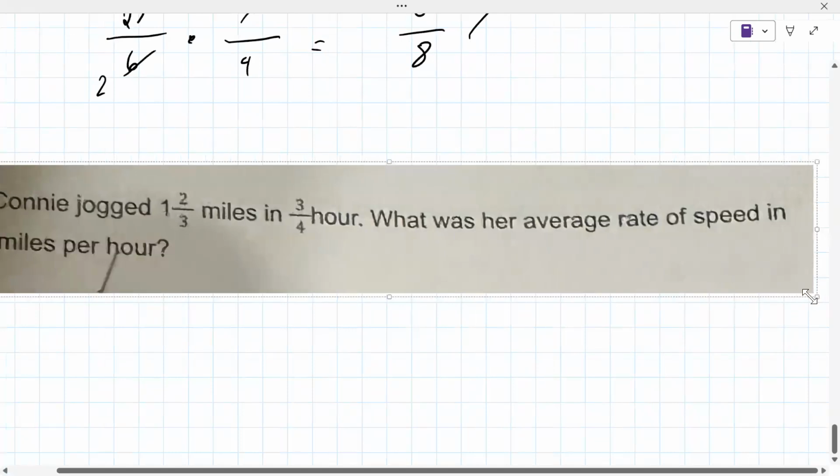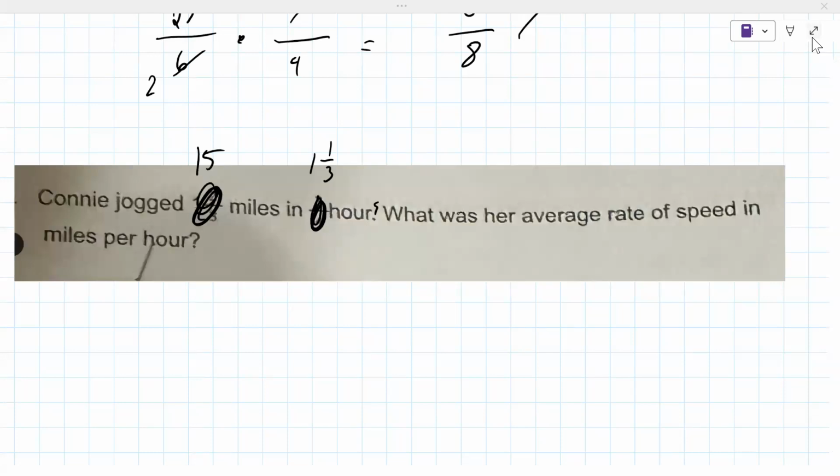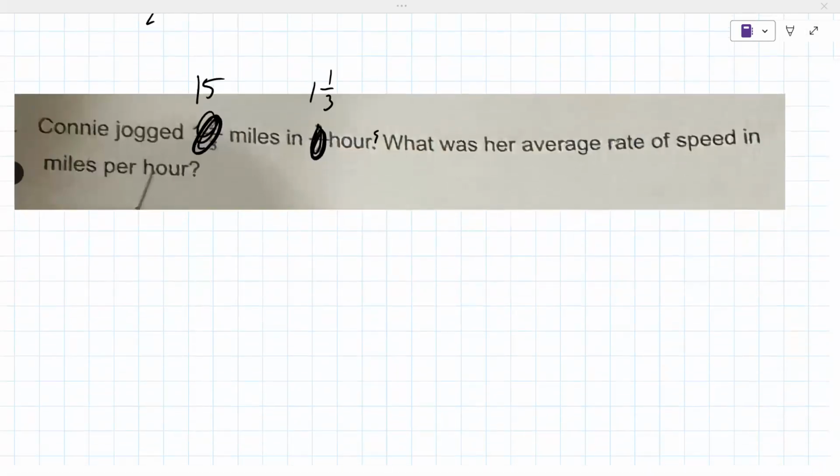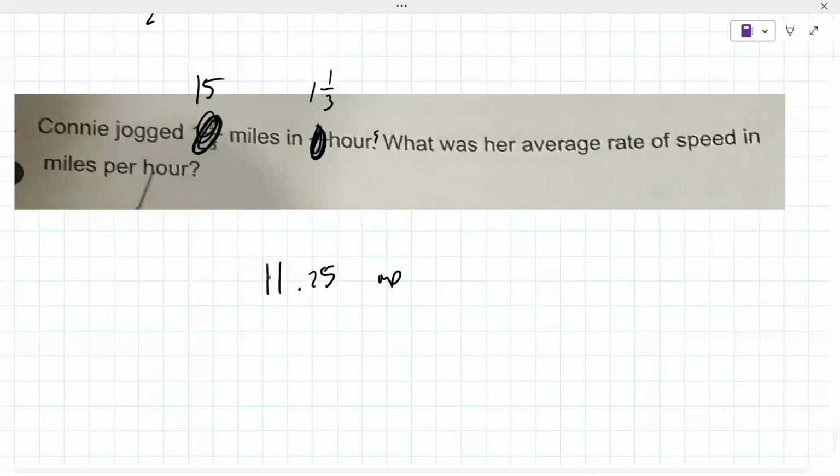Right, so all right, so Connie jogged. Let's say she's a really good runner. She went 15 miles in, let's make it reasonable here, let's say she went in 1 1/3 hours. What was her average rate? Yeah. 11 1/4. Correct. Excuse me, 11.25 miles per hour as well.